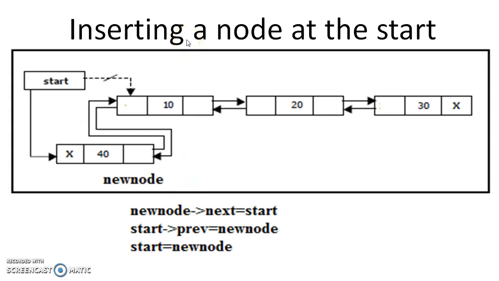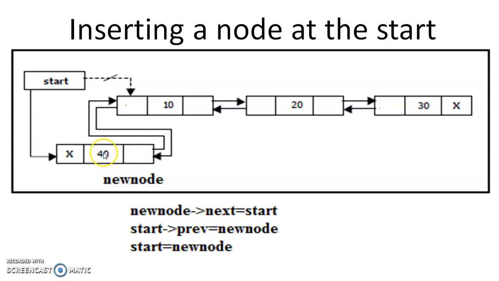Inserting a node at the starting. Suppose consider that this is the linked list that we are having, that is 10, 20, 30, and initially start is pointing to the 10. Now I want to insert 40 here. So 40 is the new node that we are creating and start is pointing to this one. Now I am establishing the 2 links here. What are the 2 links? New node of next is pointing to the start and start of previous is pointing to the new node. And after inserting this 40, the start is not the 10, the start is the 40.